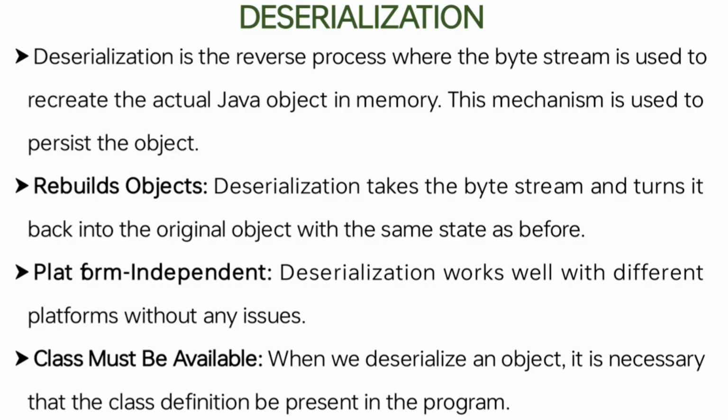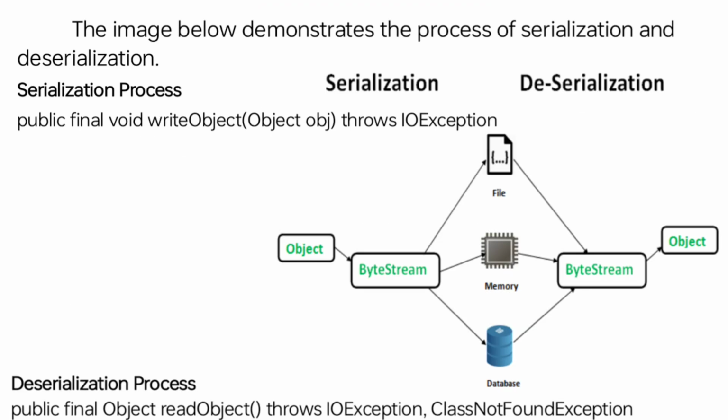Deserialization is the reverse process of serialization, where the byte stream is used to recreate the actual Java object in memory. This mechanism is used to persist the object. Deserialization takes the byte stream and turns it back into the original object with the same state as before. Deserialization is also platform independent. Class must be available: when we deserialize an object, it is necessary that the class definition be present in the program.